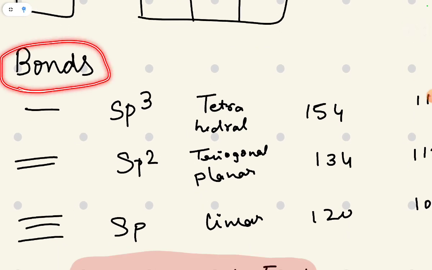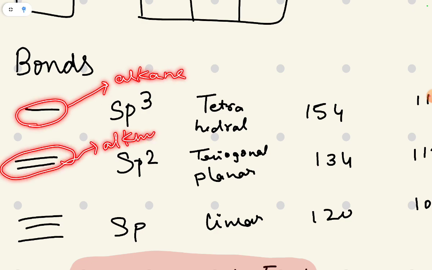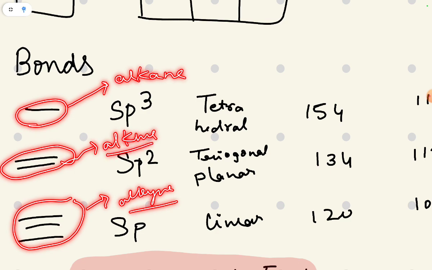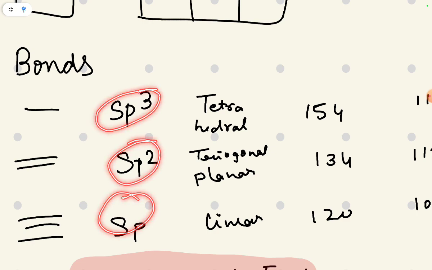Let us learn about the three types of bonds and their characteristics. The single bond is called alkane, the double bond is called alkene, and the triple bond is called alkyne. I hope you understood alkane, alkene and alkyne from class 10th. The single bond forms sp3 hybridization, while ethene forms sp2 and the triple bond forms sp. So sp3, sp2 and sp.